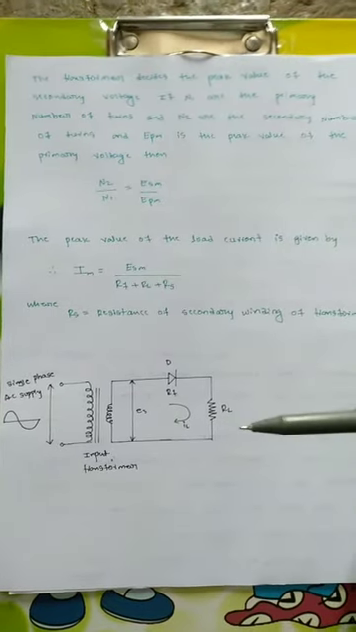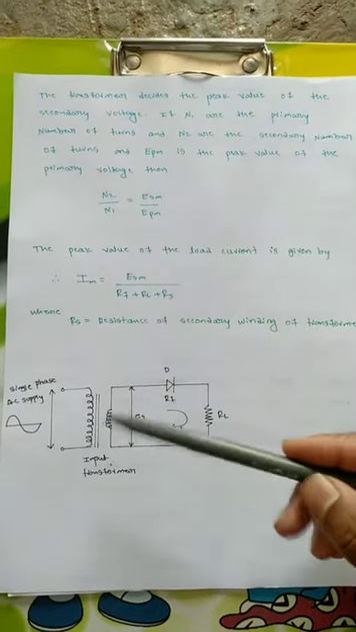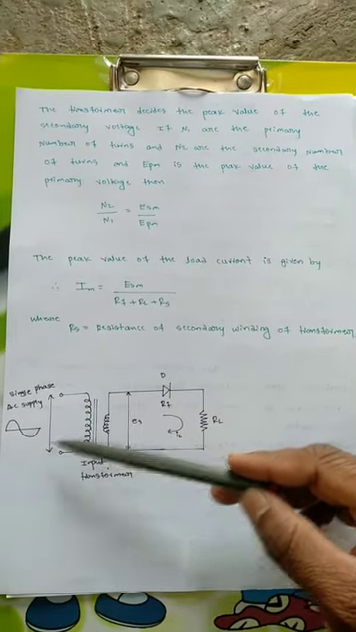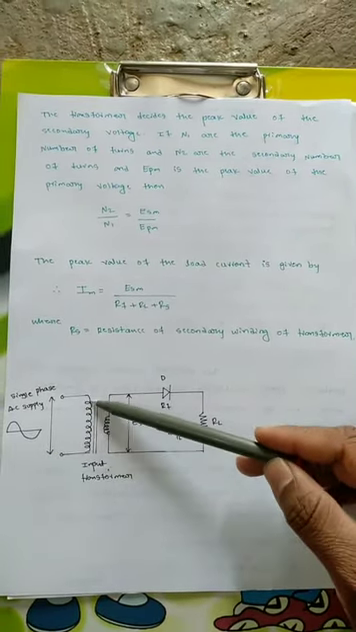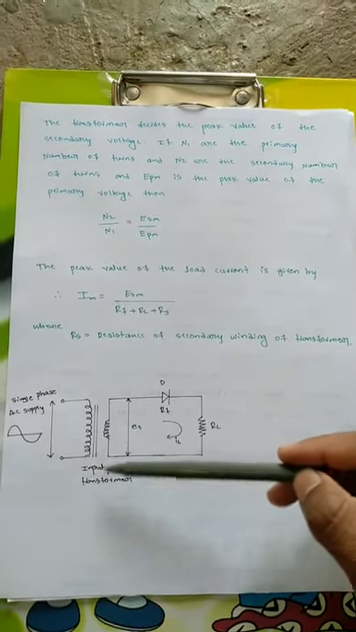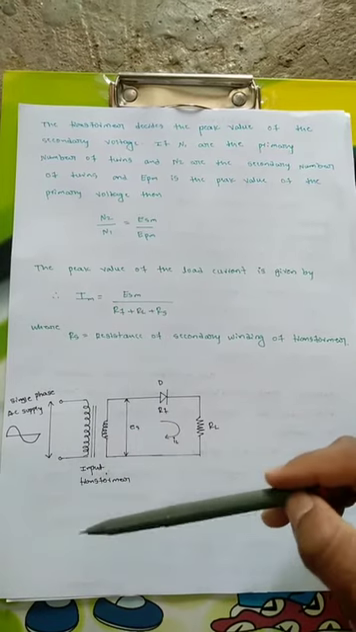The circuit diagram for the half wave rectifier is something like this. Single phase AC supply is given at the input. This is the step down transformer where the primary turns are more and the secondary turns are less. The input to the transformer is the AC voltage.